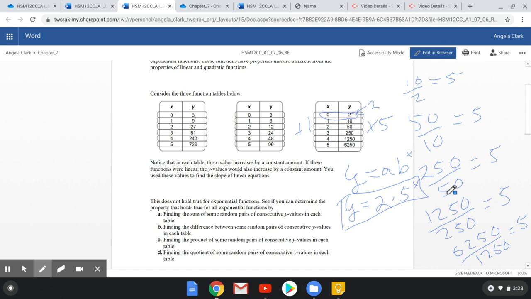Okay, so we verified that the table was in fact of an exponential function. We figured out that we were multiplying by 5 each time. A is always the y value when x is 0. And so our equation is 2 times 5 to the x.